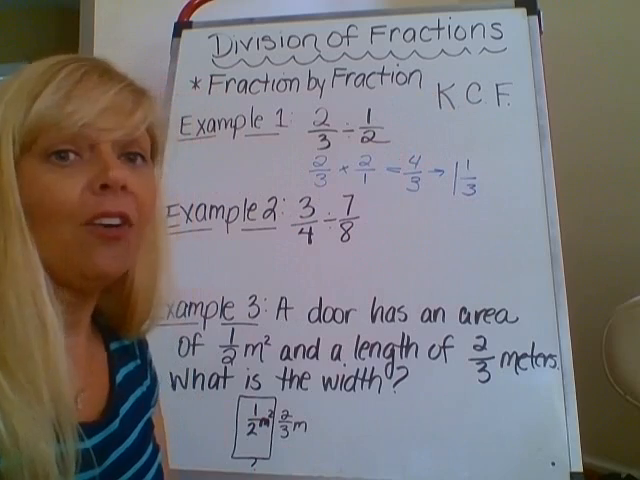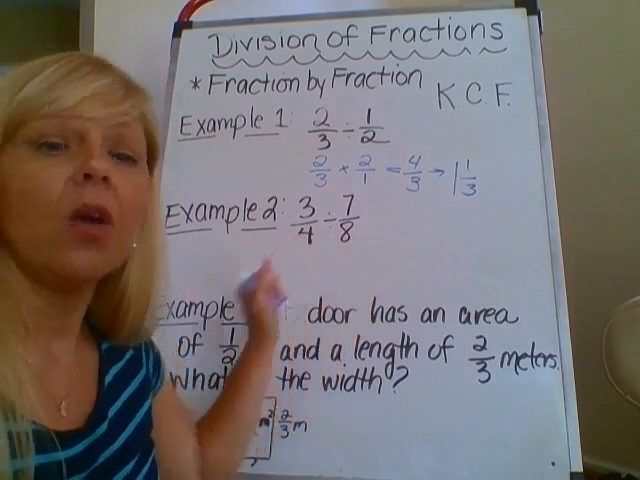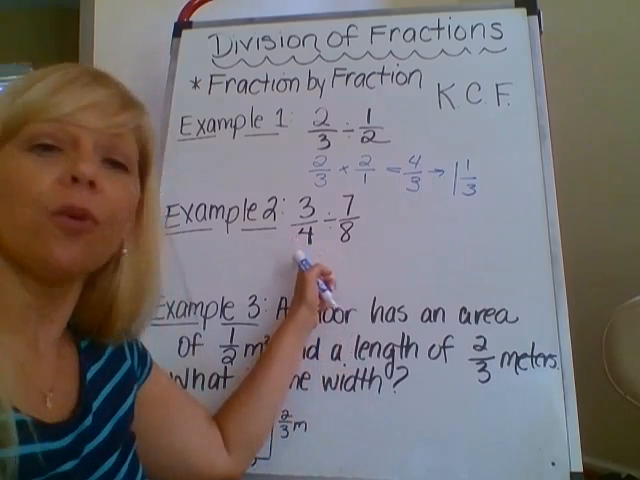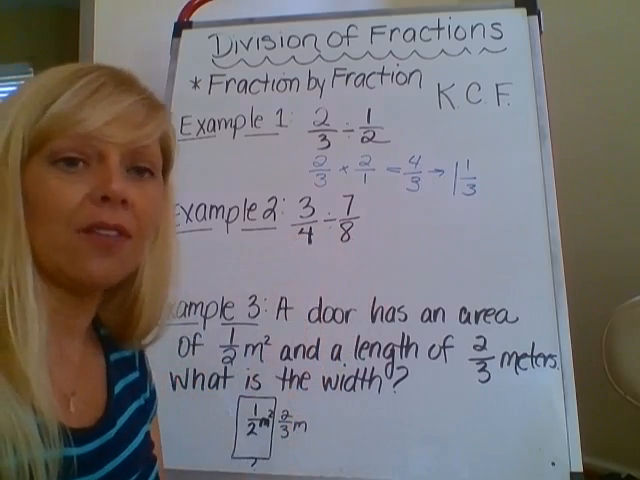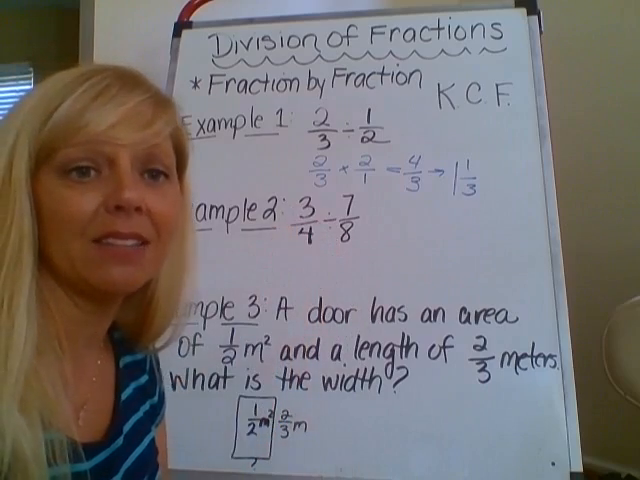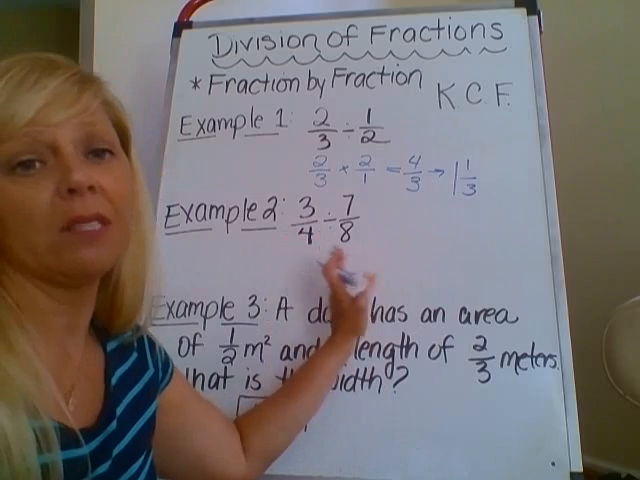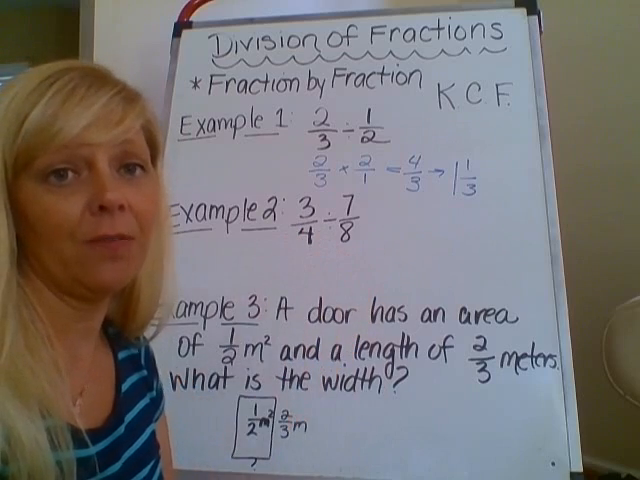Okay. All right, in this example, we have 3/4 being divided by 7/8. Well, in this case, I have 3/4 is smaller than 7/8. Because if I make this an equivalent fraction, it's going to be 6/8. And 6/8 is smaller than 7/8. So my answer is going to get smaller in this scenario.